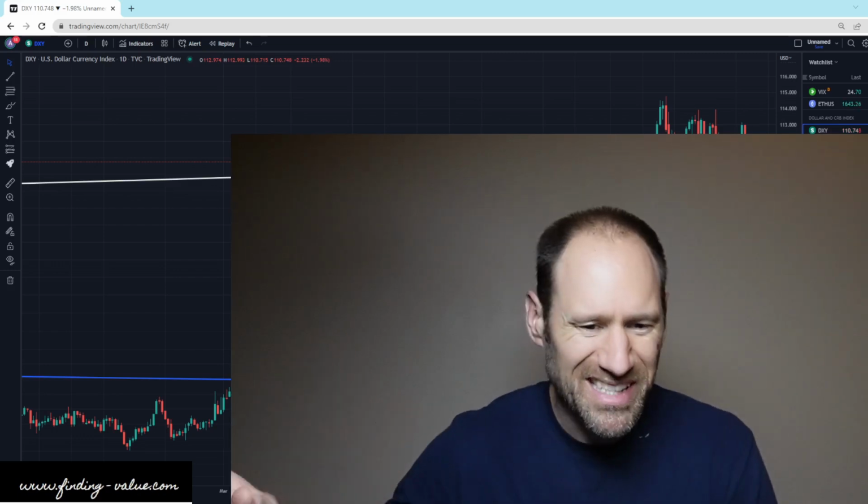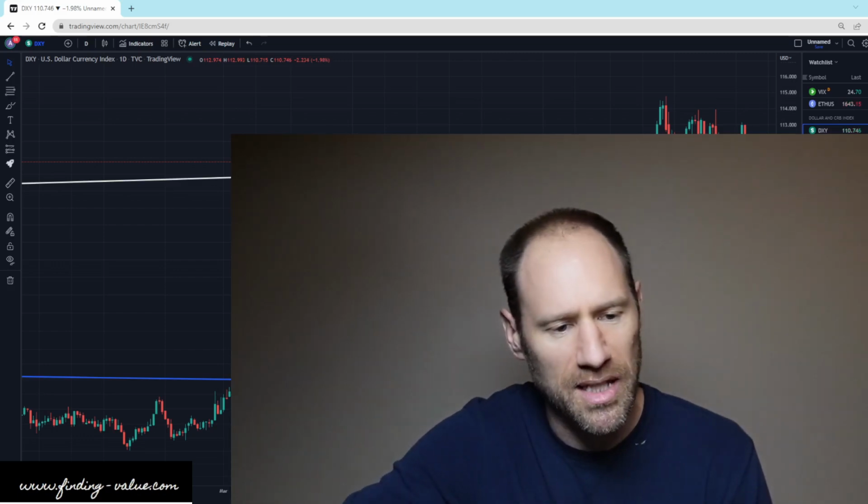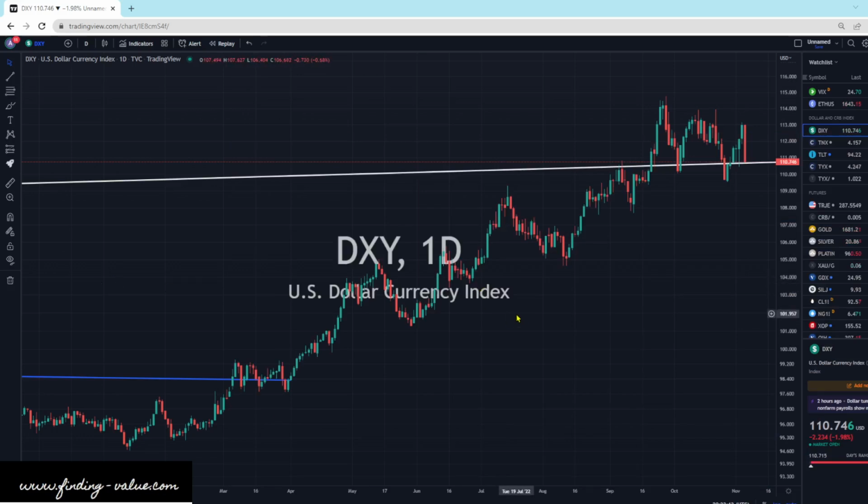So let's dive in here. Let's show you what I'm looking at and what I'm seeing in the markets. So this is the DXY. It's a relative strength of the dollar against other currencies.